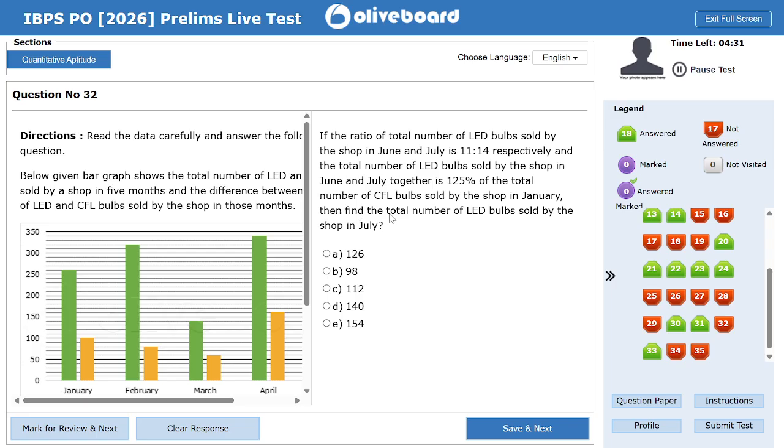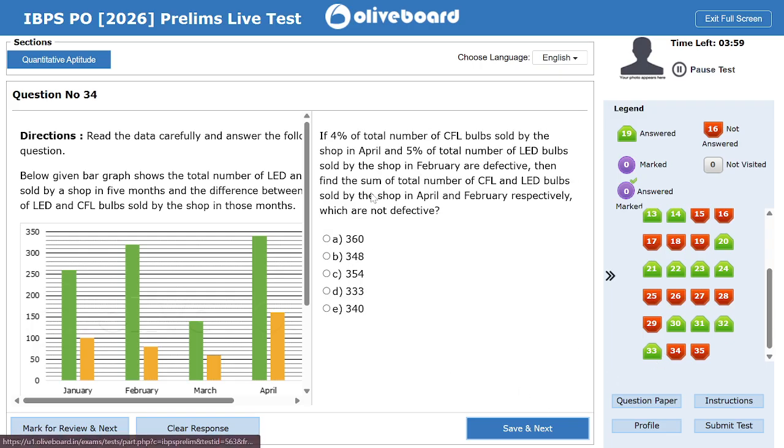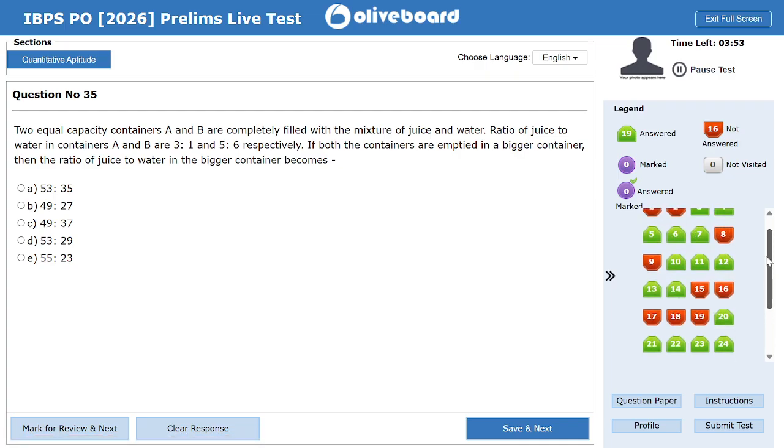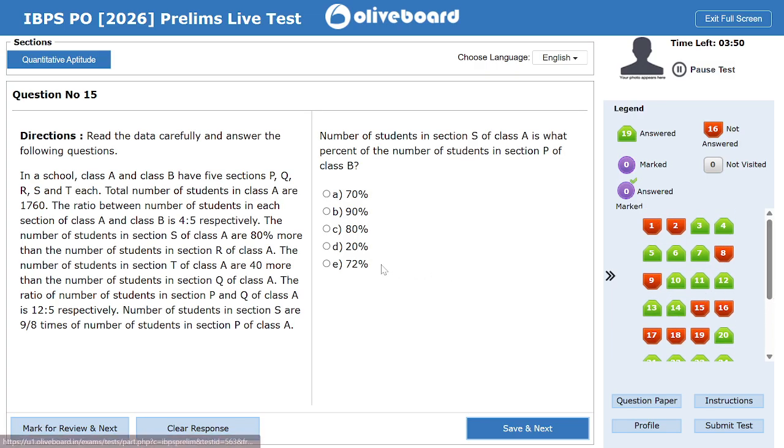Total number of the people was in January this. 11 to 14. Then ada LED bulb lagi. LED 9. ভালো আছে. Okay, 4% of the silver bulb. नहीं करूँगा. उसके बाद ये हो गया.